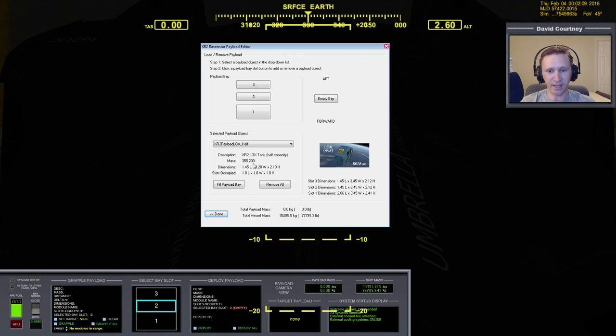So let's choose half and then click on either 2 or 3. It usually makes more sense to put it in number 2 just for center of gravity purposes, although the XR2 doesn't model that. But if it ever did, then it would make more sense to put it closer to the center of the ship instead of closer to the engines. So now we have a half LOX module in payload number 2. Let's see how much LOX that gives us.